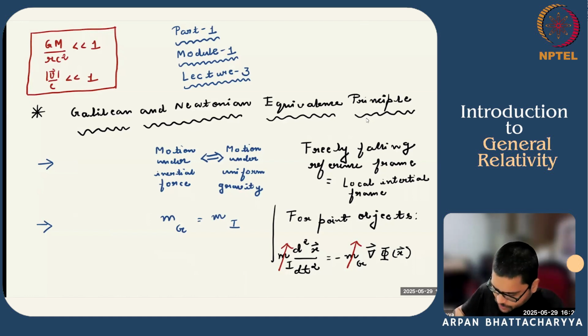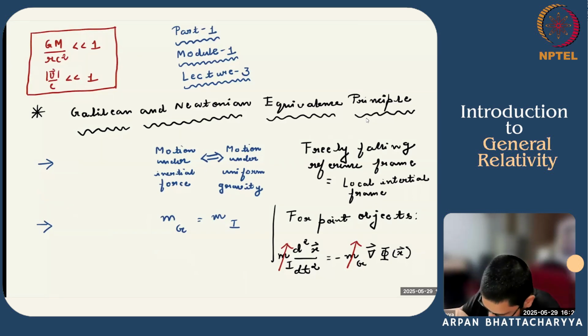The Galilean equivalence principle tells us that there is an equivalence between motion under inertial force and motion under uniform gravity. So the key point is that the gravitational force should be uniform. It should not vary across the lab inside which you are performing the experiment. Also, it should remain constant over the entire duration of the experiment. And that gives rise to the fact that the freely falling reference frame under a uniform gravitational field can be thought of as the local inertial frame, where Newton's laws hold.